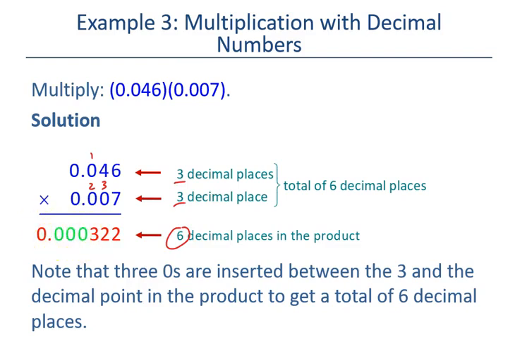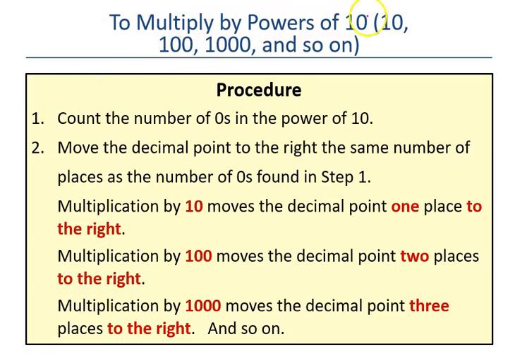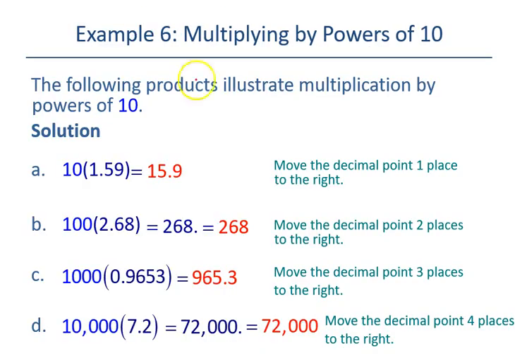So to multiply by powers of 10, like 10, 100, 1000, and so on, count the number of zeros in the power of 10. Move the decimal place to the right the same number of places as the zeros found in step 1. The multiplication by 10 moves the decimal 1 place to the right. Multiplication by 100 moves the decimal 2 places, and so on and so forth. We'll just look at an example here.